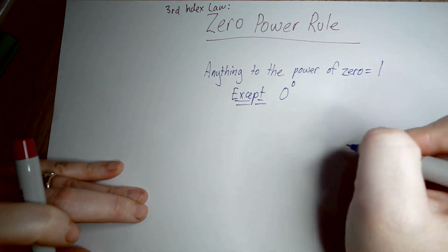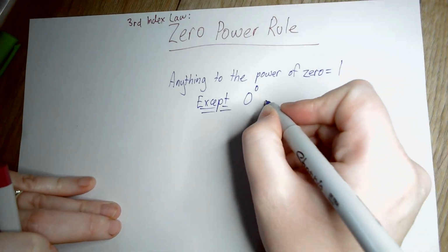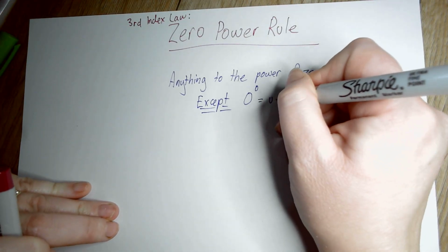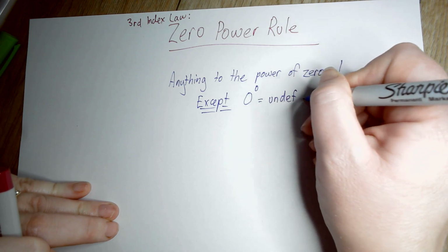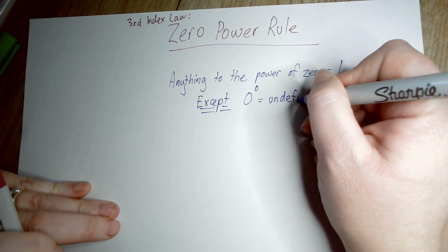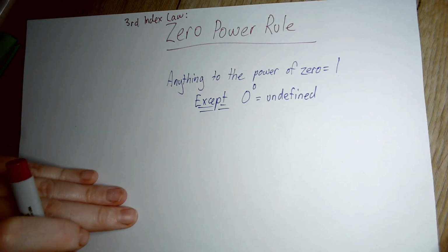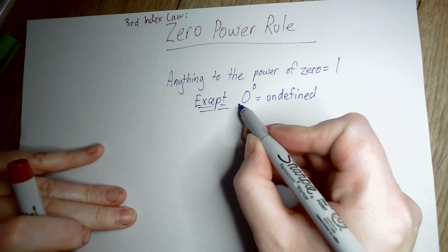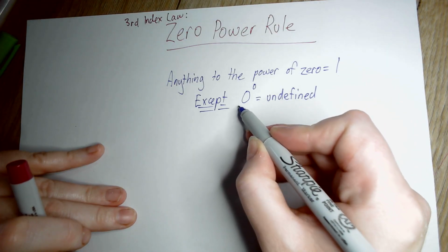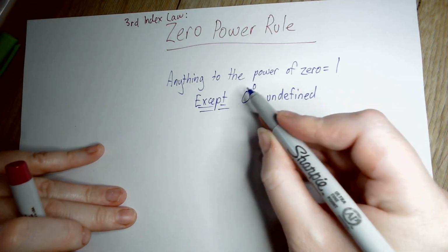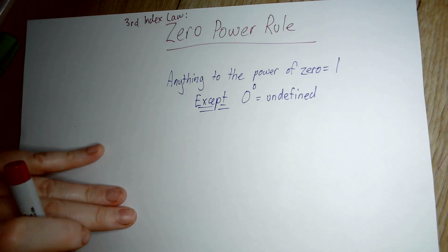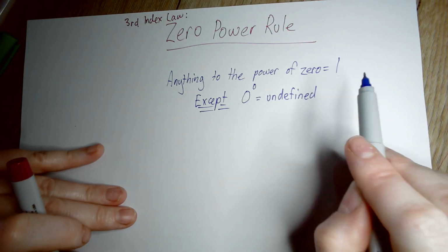Zero to the power of 0, because that's undefined. We call that undefined because we can't divide by 0 at all. That's just a fundamental mathematical rule. We can't divide by 0, so we end up saying that we can't even raise 0 to the power of 0 because it's undefined.